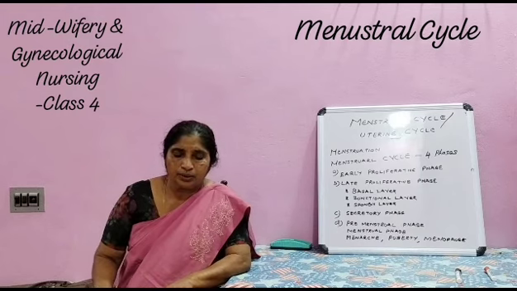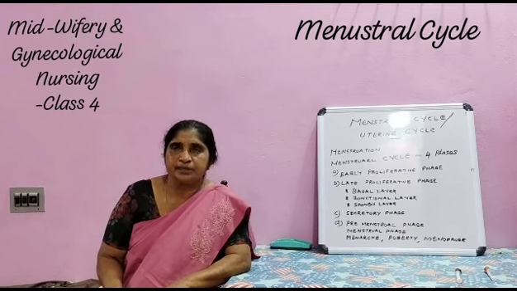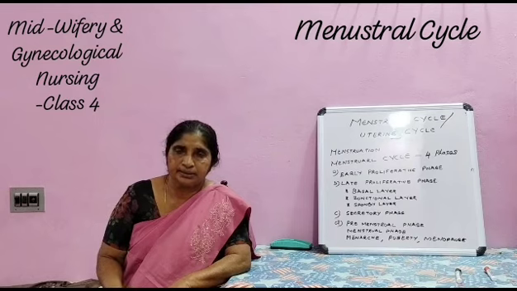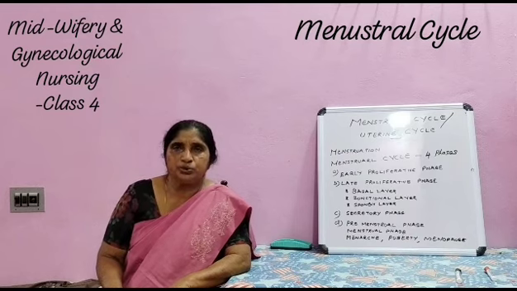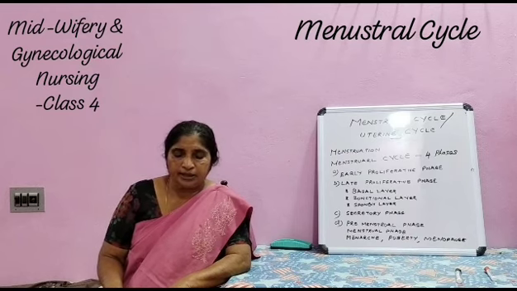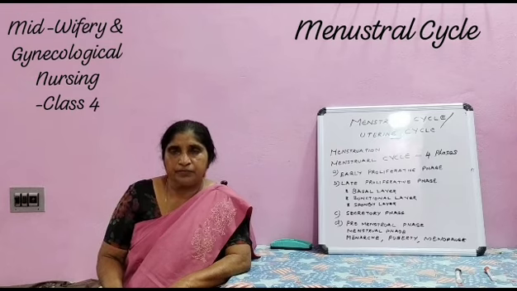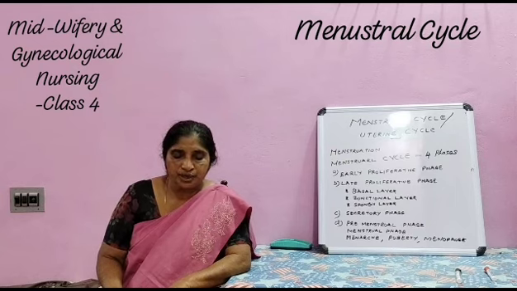The last one is the premenstrual phase. This is the phase before menstruation. During this period, regression of the corpus luteum occurs and there is a decrease in the level of the ovarian hormones. This phase lasts from day 27 to 28. This is the premenstrual phase.